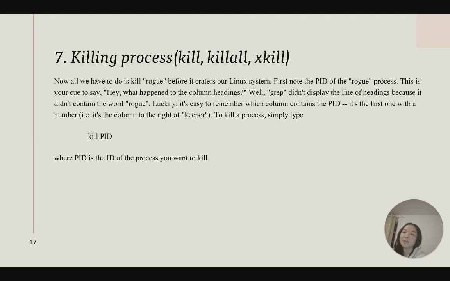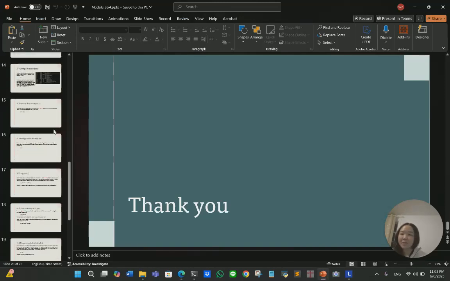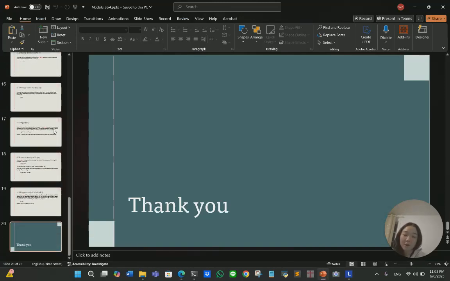Seven, killing a process. Now all we have to do is kill root before it takes over our Linux system. First, note the PID of the root process. This is your cue to say, hey, what happened to the column heading? Well, grep didn't display the line of headings because it didn't contain the word. Luckily, it's easy to remember which column contained the PID. It's the first one with a number. To kill a process, simply type kill PID. So, in the next video, let me show you how the commands work.